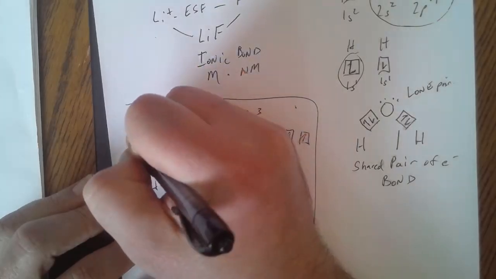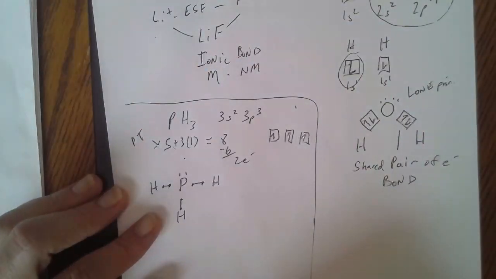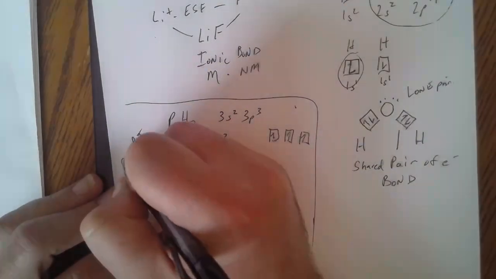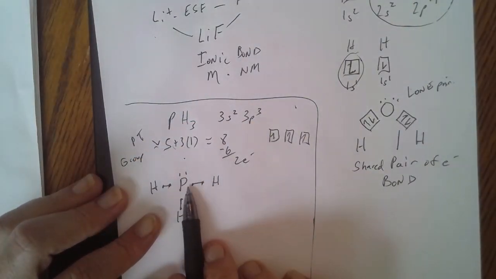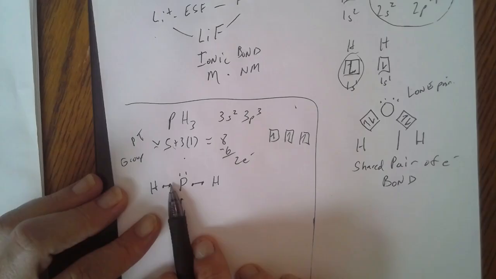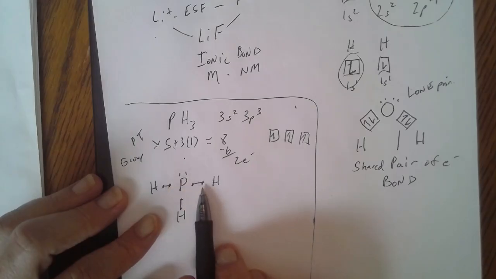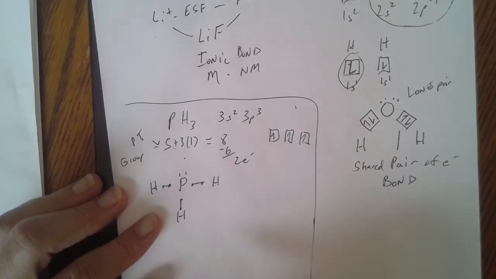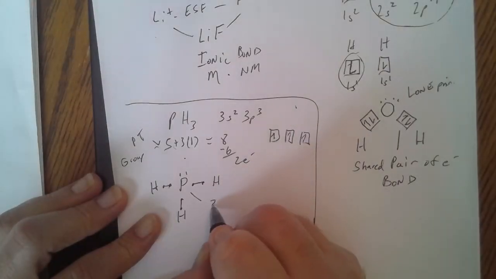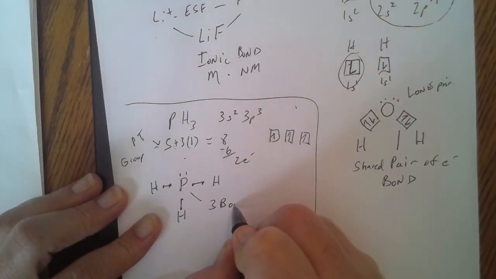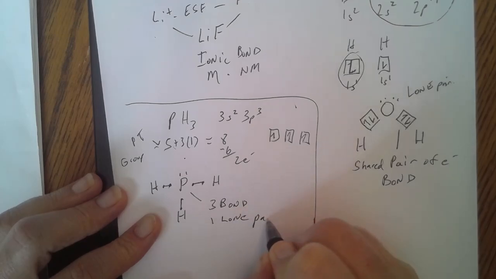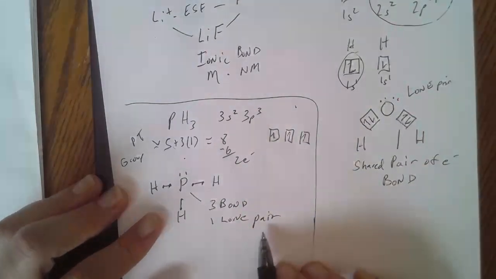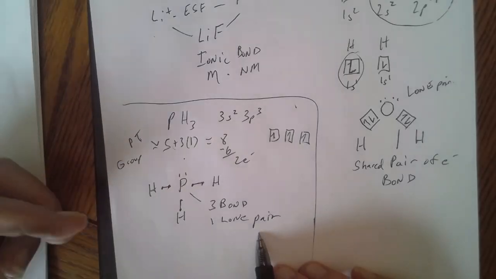Where did I get these numbers? From the periodic table. That's their group number. Right? 1, 2, 3, 4, 5 for the phosphorus. 1, 2, 3, 1 for each of these hydrogens. So the phosphorus here has 3 bonds and 1 lone pair. That's going to be important later for the shapes of these.